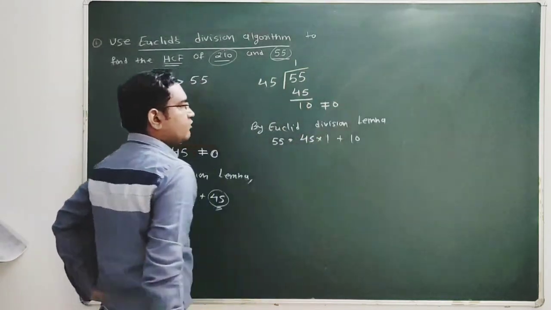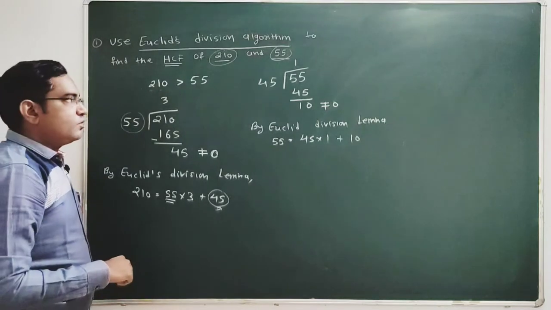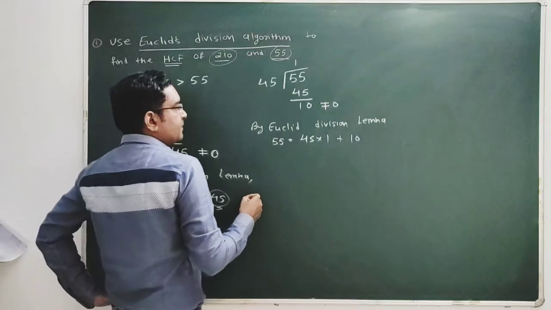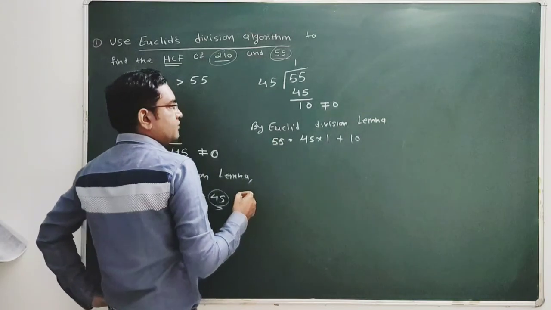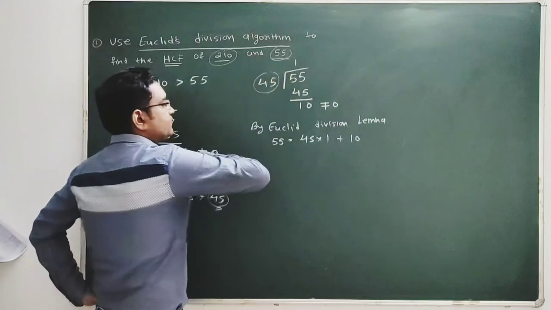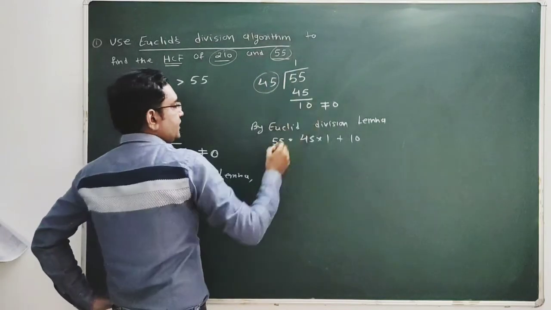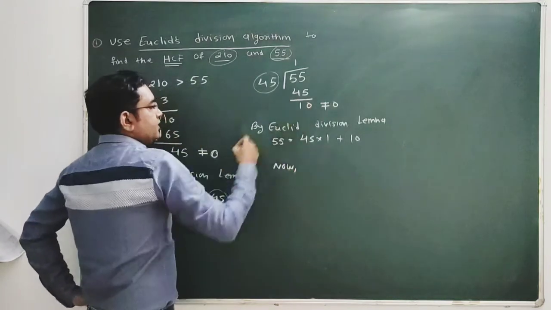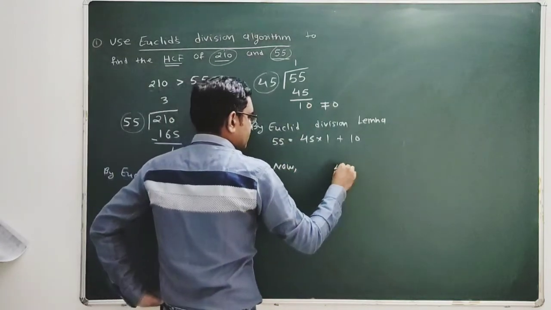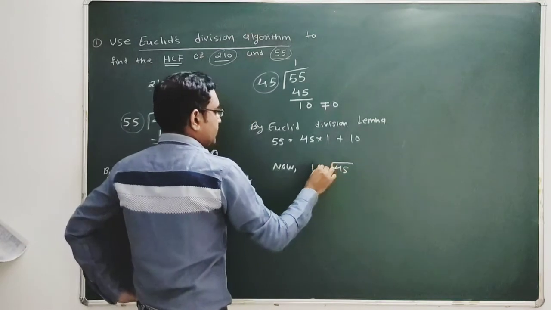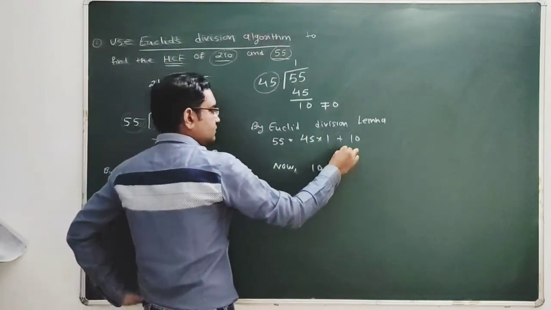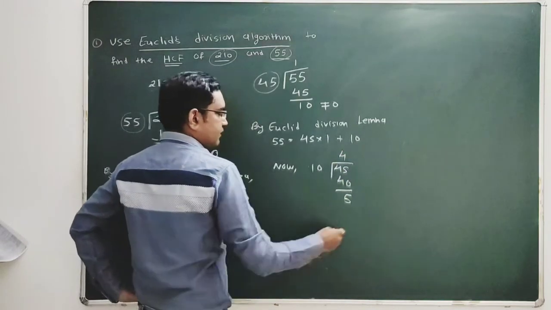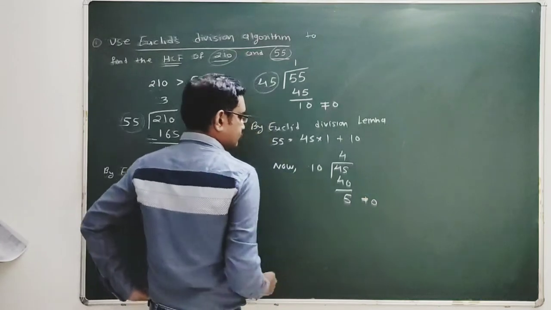Again remainder is not equal to 0, and when remainder is not equal to 0, we have to apply the next step. That is, again we have to apply Euclid's division algorithm, in which we will consider this 45 as a dividend and this 10 as a divisor. So next step, 45 divided by 10. So 10 4s are 40. Again 5 is remainder, which is not equal to 0.